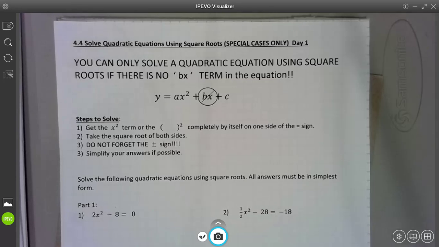Factoring and square roots only work for certain quadratic equations, right? But it's still a good method to know because they're quicker than the quadratic formula, okay? All right, so here we go. So we're going to solve quadratic equations using square roots.